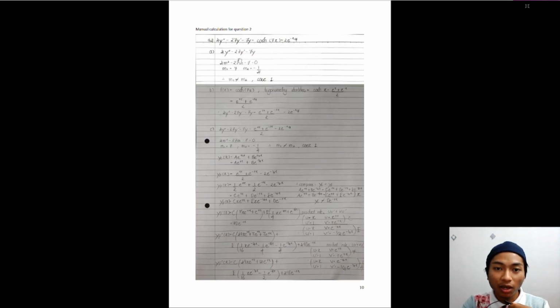For question A, we need to take the equation 4y double prime minus 27y prime minus 7y and convert it to the equation 4m squared minus 27m minus 7 equal to 0. By using the calculator and the simultaneous equation, we will get m1 equal to 7, m2 equal to negative 1 over 4. So m1 is not equal to m2, and this is case number 1.